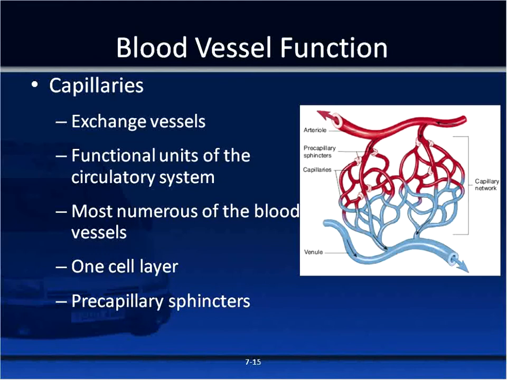A precapillary sphincter is a band of smooth muscle that is present at the opening of each capillary network. The amount of blood entering a capillary network and flowing to an organ is controlled by precapillary sphincters and the arterioles in the organ.